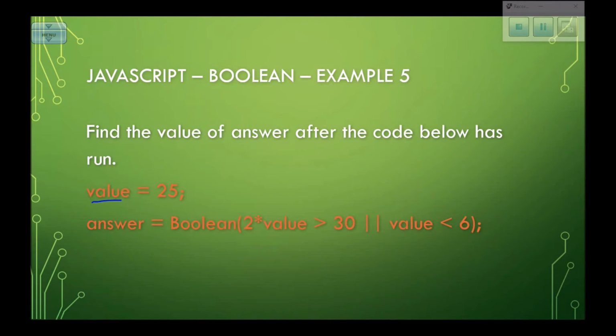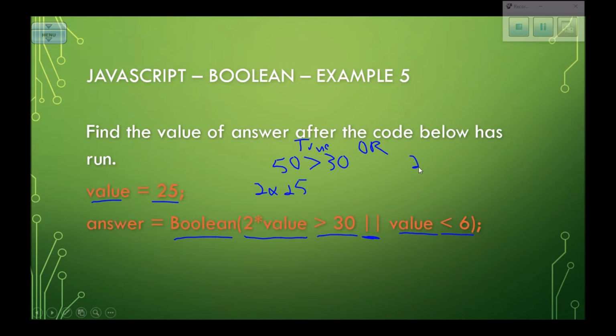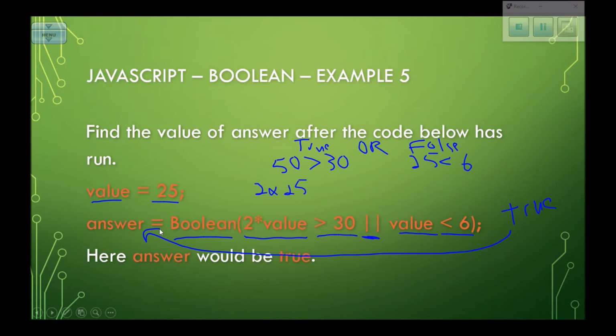Okay, value equals 25. So answer equals Boolean, so true or false, 2 times value. 2 times value is 2 times 25, which is 50. Is greater than 30. 50 is greater than 30, so that's true. 2 pipes, or value is less than 6. So 25, value is less than 6. That's false. True or false is true. So I'm going to store true in here for answer because that's what I get from evaluating that statement.